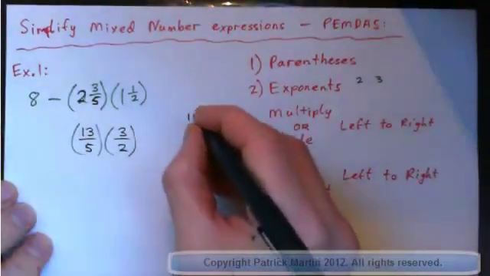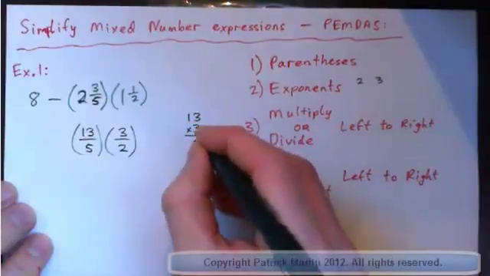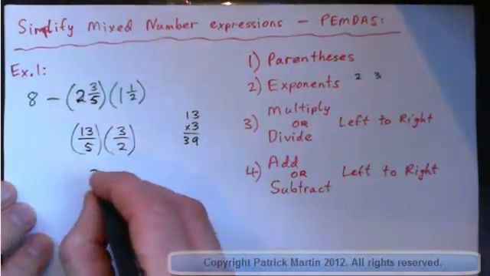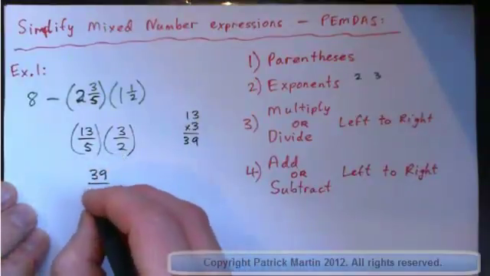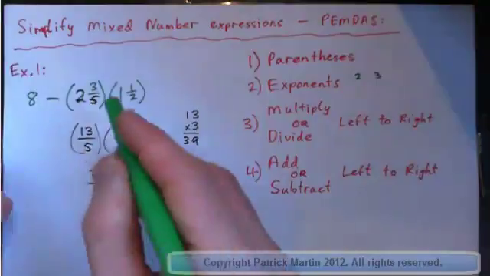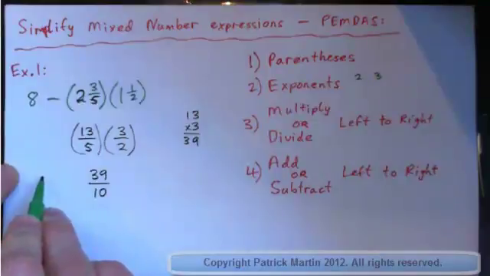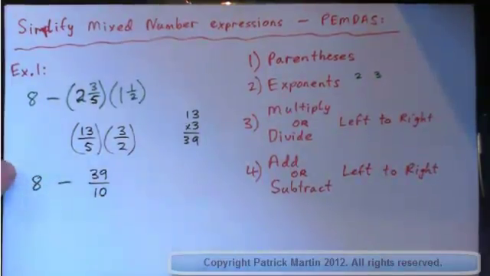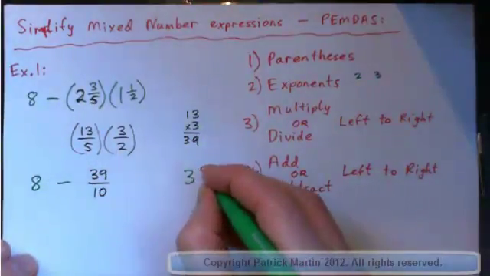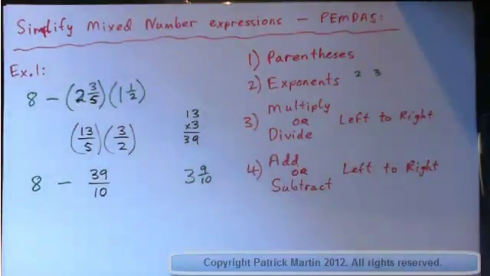13 times 3, you can do it over here if you want. 3 3s is 9, 3 1s is 3, so that's 39, all over 5 times 2, 10. So this multiplication becomes 39 over 10. I'm just going to leave it like that for now, because we've got 8 minus 39 over 10. If you wanted, you could put that as a mixed number: 10 into 39 goes 3 times and 9/10, but you don't really have to, because then you would have to start borrowing. We could just leave it as tenths for now and figure it out in the end if we like.